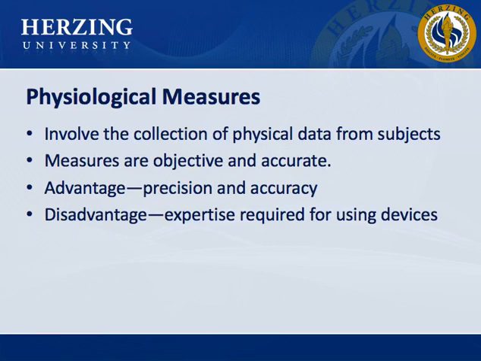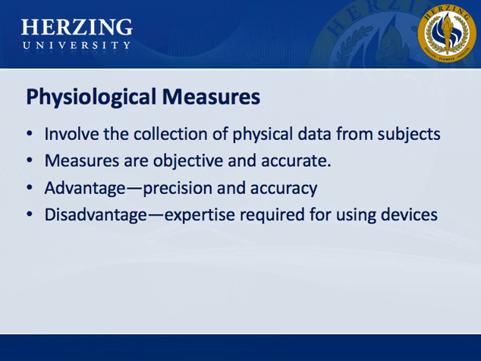Physiological measures involve the collection of physical data from subjects. These types of measures are generally more objective and accurate than with many of the other data collection methods. Another advantage of physiological measures is their precision and accuracy. One of the greatest disadvantages is that special expertise may be necessary to use some of these devices.